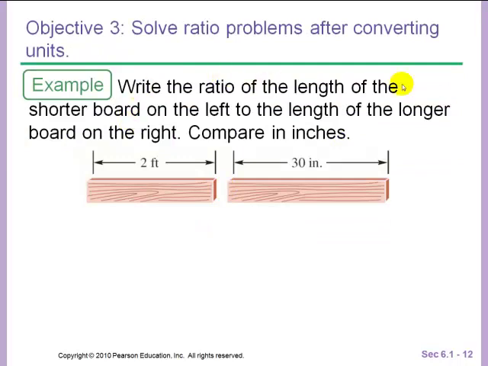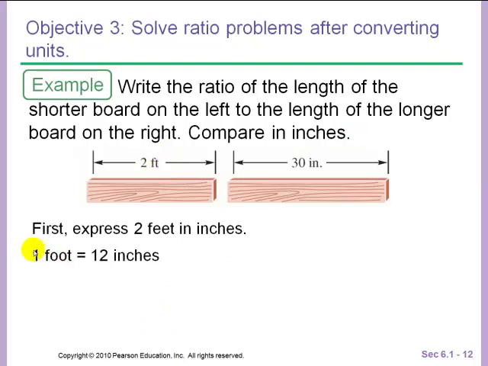Example, write the ratio of the length of the shorter board on the left to the length of the longer board on the right, compare in inches. In this case, they're specifically telling us to use the unit inches, so we're going to have to start by converting 2 feet to inches. Notice that 1 foot is 12 inches, so 2 feet is 2 times 12 inches. 2 times 12 is 24. Therefore, this board is equal to 24 inches.